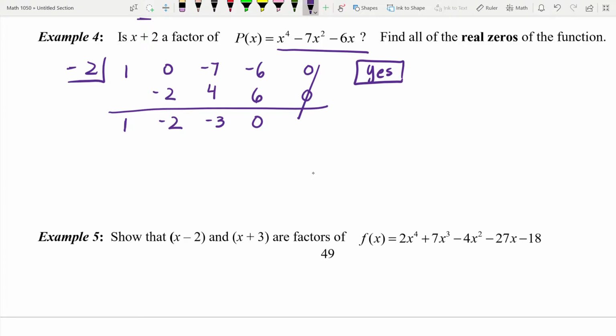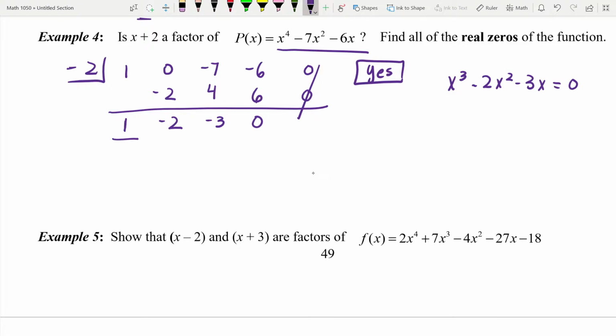I did synthetic division one time. 4 subtract 1 is a 3, so this exponent has to be an x to the 3rd. Now I have 1x to the 3rd minus 2x to the 2nd minus 3x. I could put plus 0, but that doesn't do me any good, so I'm not going to. And then I have equals 0.